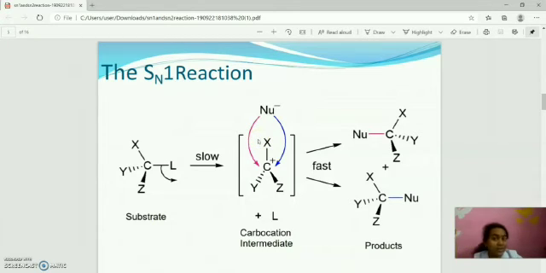In SN2 it will attack only from the back side. But here the nucleophile can attack from both sides, from the front also and from the back also. Why? Because there is no leaving group; the leaving group has already left. So it can attack from either side. So what will be the product? If it attacks from the back side, the nucleophile attaches here. If it is from the front side, the nucleophile attaches here. This is the equation.